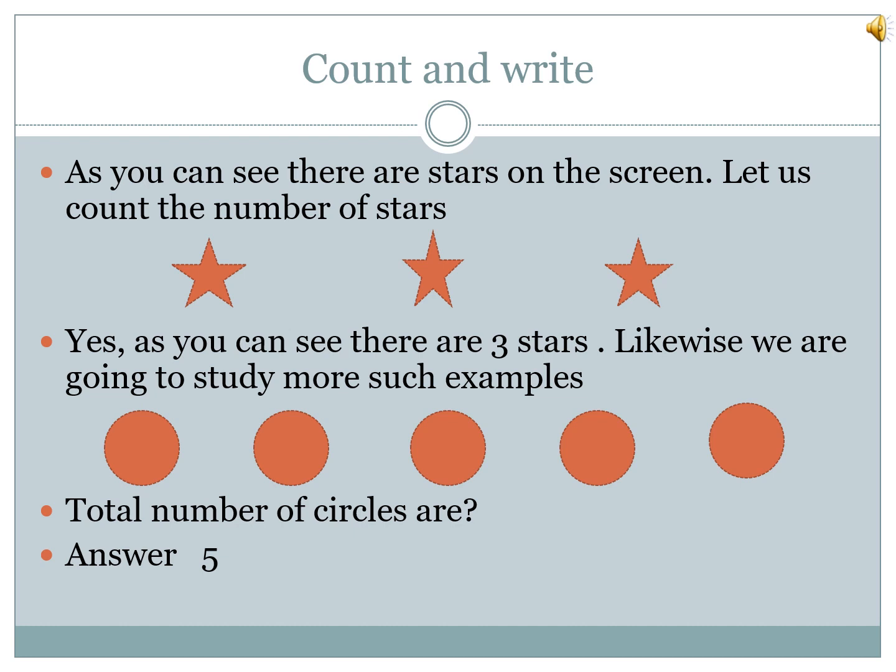Let us start with circle. So, let us count the number of circles here. 1, 2, 3, 4 and 5. How many circles are there? 5. So, the answer is 5 circles are there.